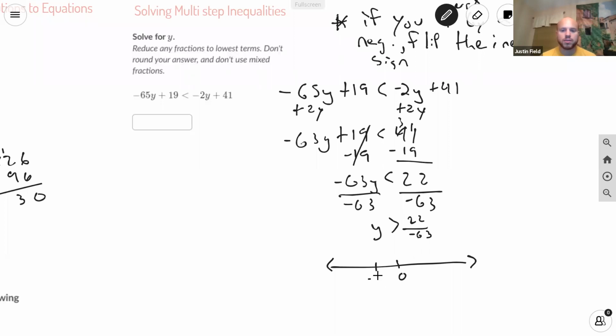And we'll put negative 1 here and negative 2 here. Okay, so this is between 0 and negative 1. It looks like it's maybe around a third or something. So maybe like right here. Okay, so that is where our negative 22 over 63 is.